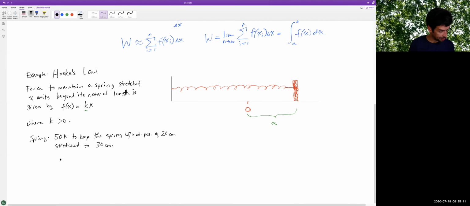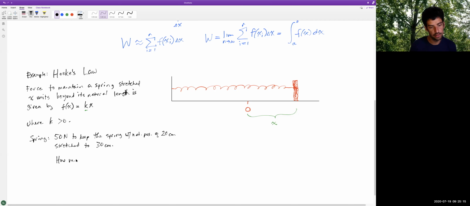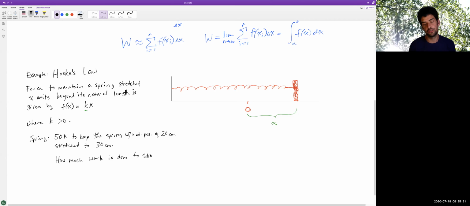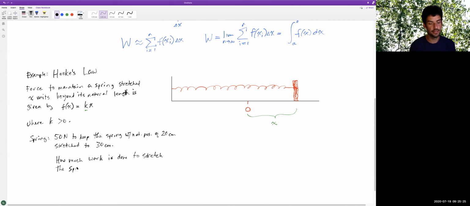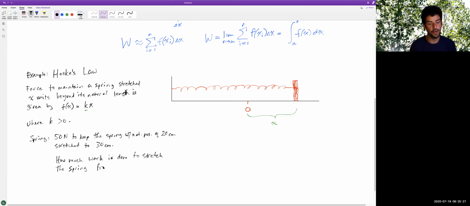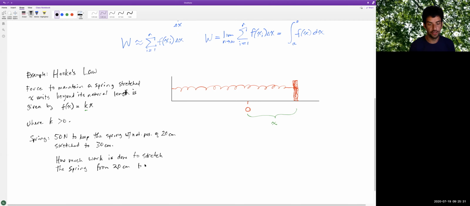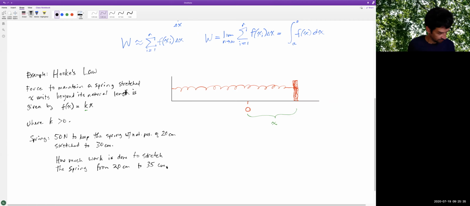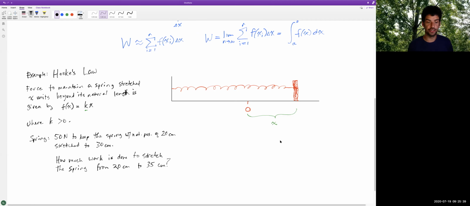And then the question is, how much work is done to stretch the same spring from 20 centimeters, its natural position, to 35 centimeters. Okay, so there's our question.